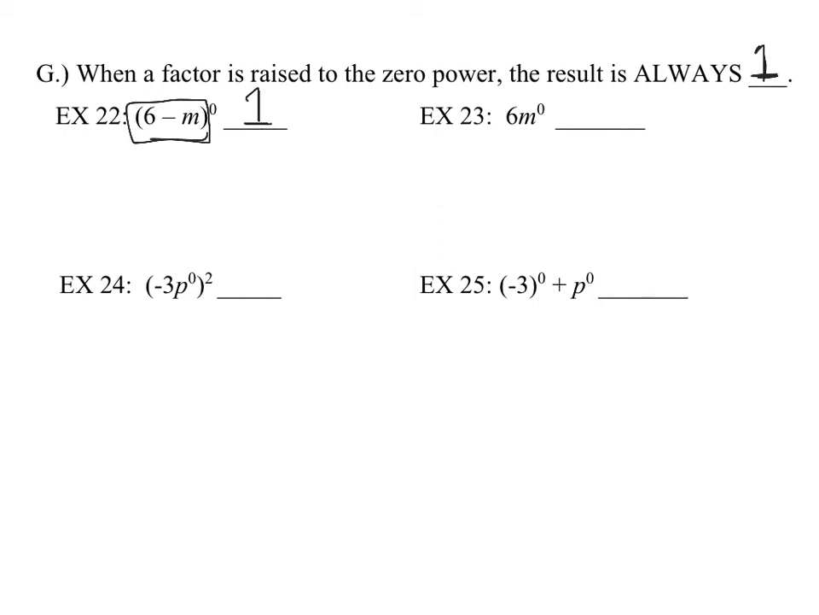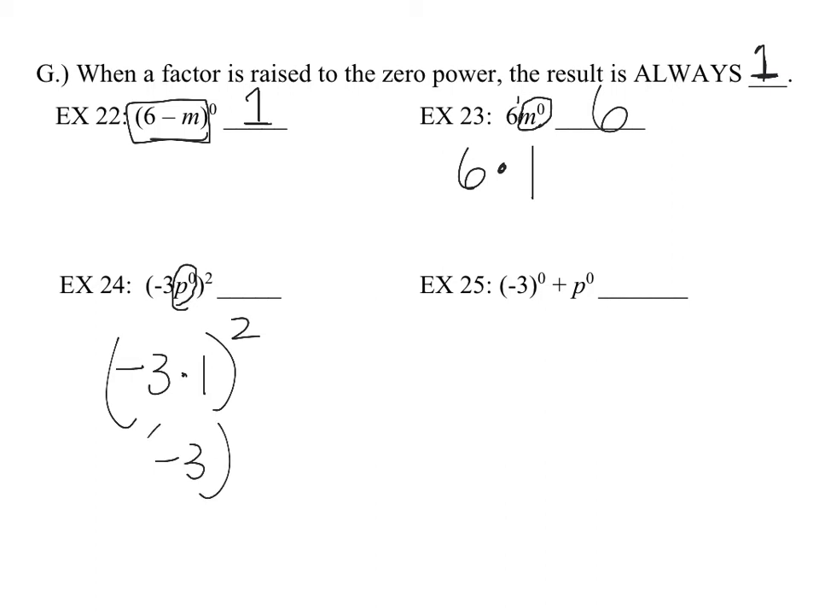Now this one, the only thing that has a 0 power on it is m. The 6 has an exponent of 1 on it. So technically what this means is 6 times 1. Well, 6 times 1 is 6. And this next one, the only thing that's equal to 1 is p to the 0. So this really is just negative 3 times the 1 inside the parentheses, which is being squared. So this becomes negative 3 to the second, which is 9.